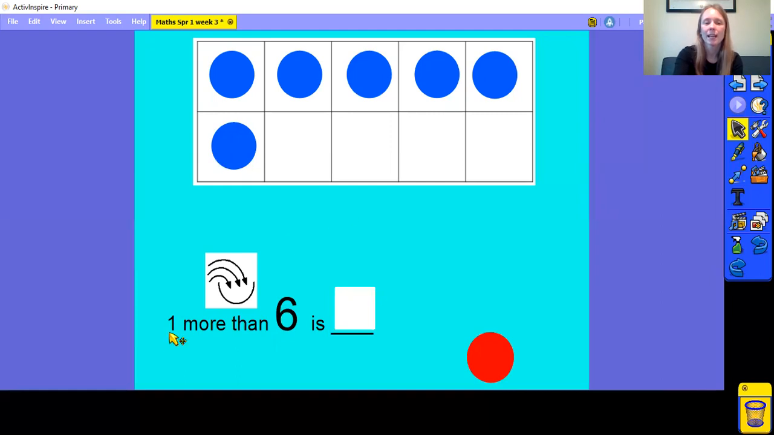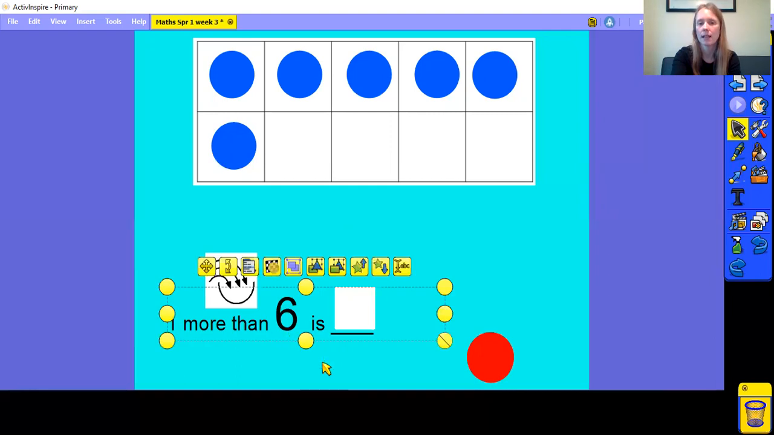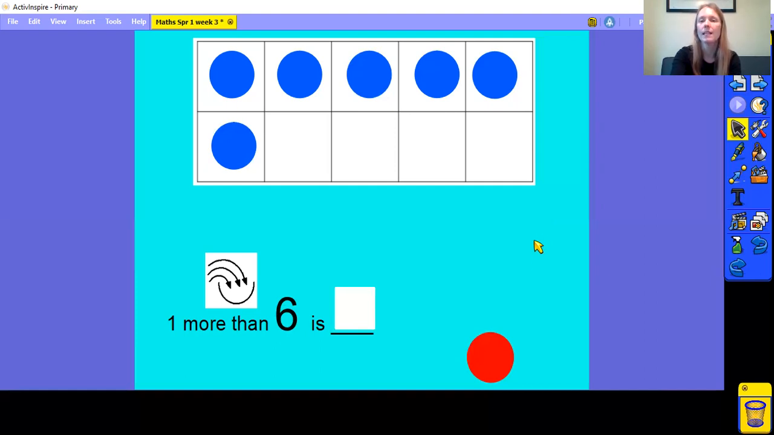Our sentence says, 1 more than 6 is... So how do we work it out? First, we have 6 counters. Here are our 6 blue counters on the 10 frame. Then we need to add 1 more counter. I'm going to add 1 red counter.